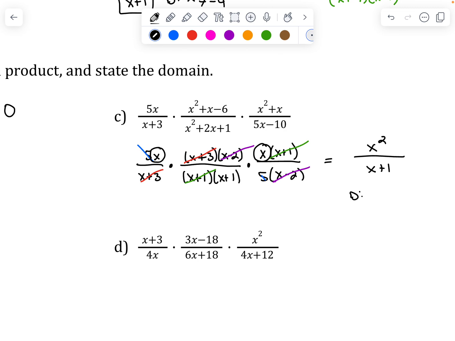regardless of what the final product is, you can't multiply that 5x over x plus 3 if it doesn't exist, okay, if it's not defined, right? So you're going to have x cannot equal -3, x cannot equal -1, and x cannot equal 2. Okay, so you have to go from the factored form on that domain. I cannot stress that enough.